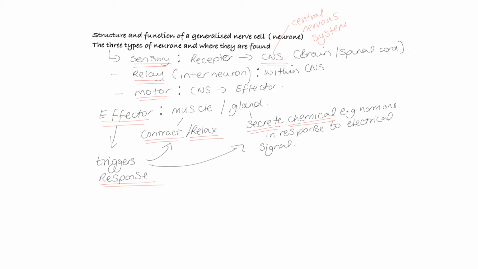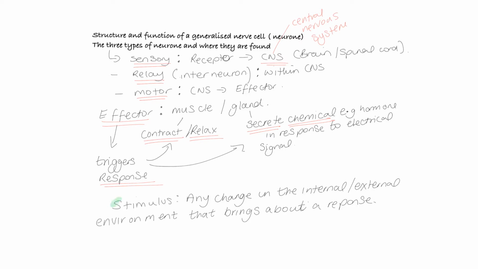So, what triggers the sensory neuron to send this electrical message to the brain? Any change in an organism's internal or external environment that brings about a response is known as a stimulus. Stimuli act on receptors. Receptors detect the stimulus and transduce this energy into another form.